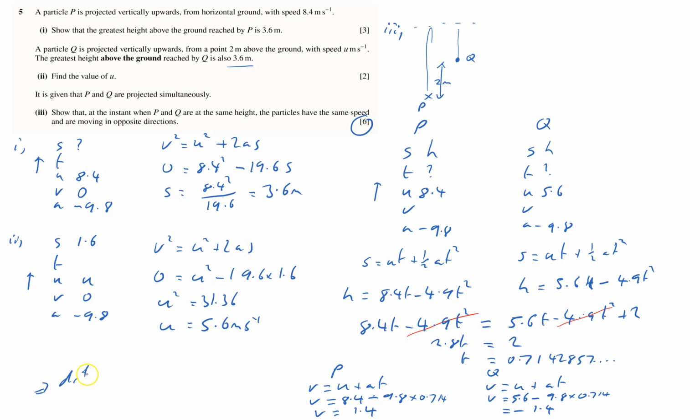Therefore, different directions and same speed, obviously different velocities. So we've shown that they have the same speed and are moving in opposite directions, because one's positive and the other's negative. And that's question 5 done.